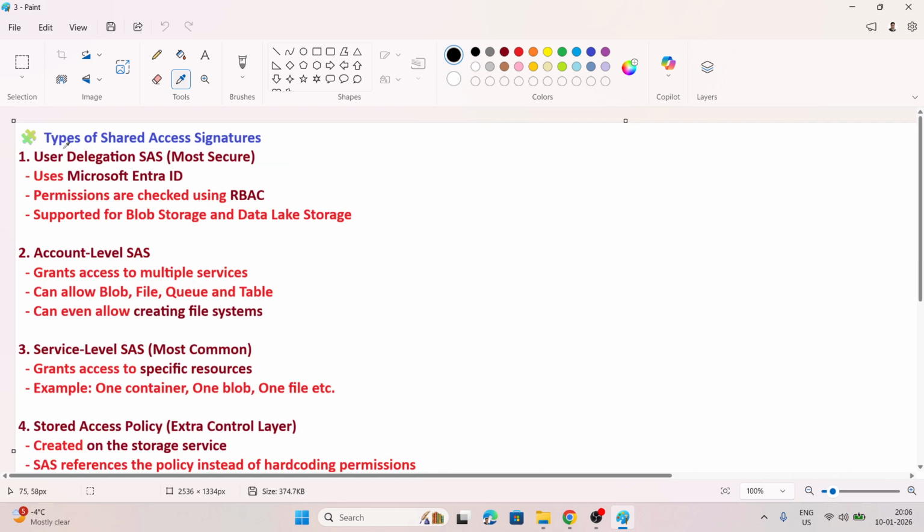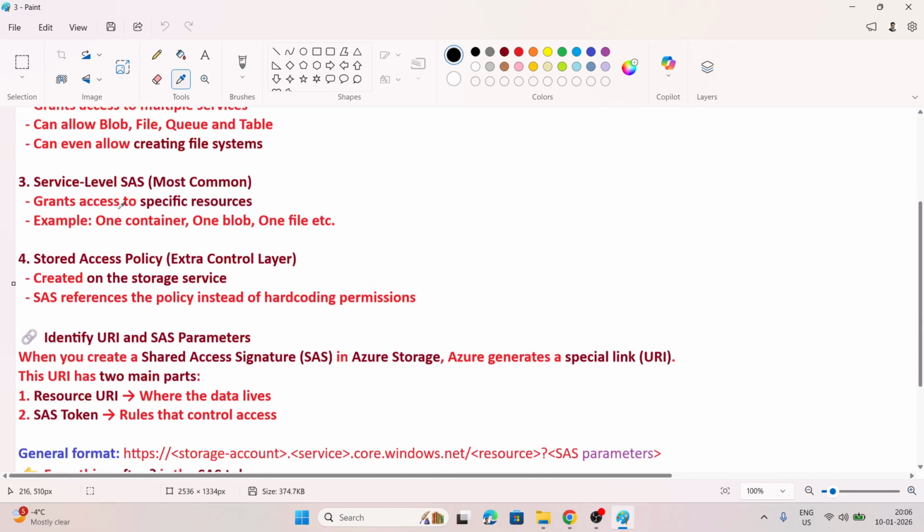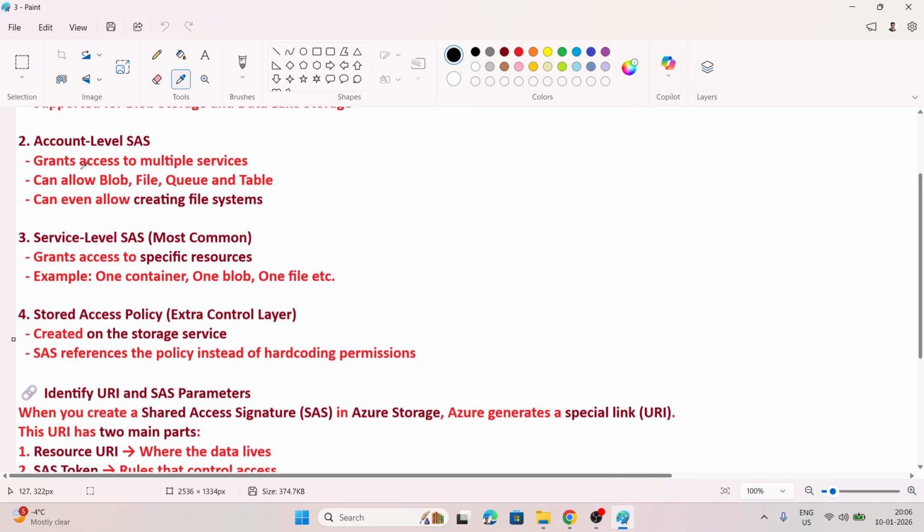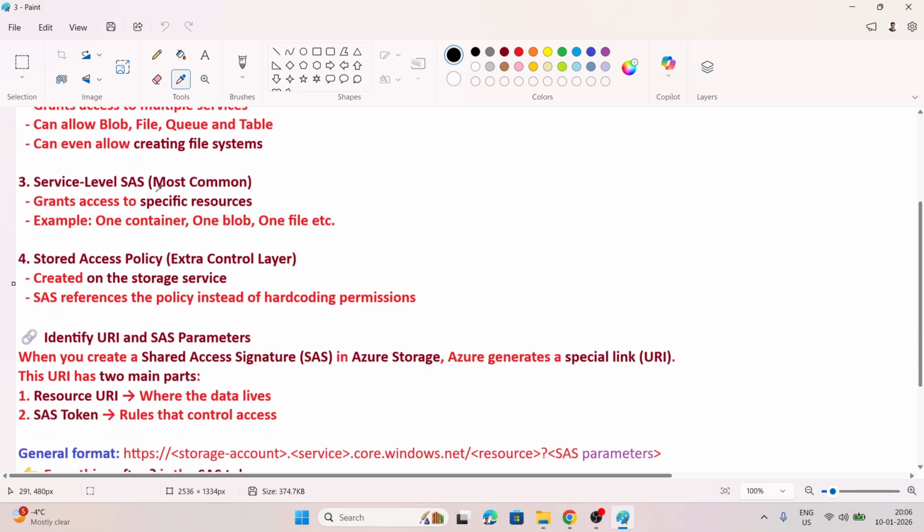Then the types of shared access signatures. Like user delegation SAS, it is more secure. It uses Microsoft Entra ID. Permissions are checked using RBAC, supported for blob storage and data lake storage. Then account level SAS grants access to multiple services, can allow blob, file, queue, and table, and can even allow creating file systems. Then service level SAS, this is the most commonly used, which grants access to a specific resource, for example, one container, one blob, one file, etc.